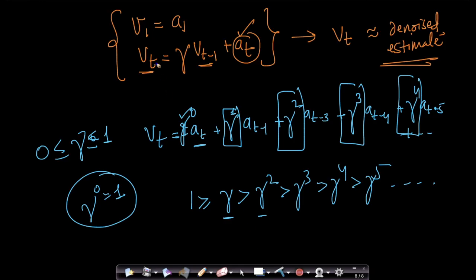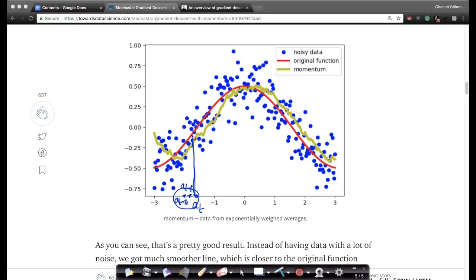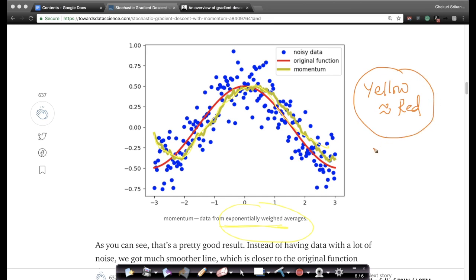If you apply this form of formulation, which is called exponential moving average, or exponential weighting average, I'm sorry, if you're applying exponentially weighted averages, what happens is the value that you get here is this yellow line. You see this yellow line here, right? This yellow line is what you will get if you apply exponentially weighted averages. Now, if you notice this yellow line, it is a very good approximation to the red line as compared to the blue points. This is a much better approximation than the blue points. Blue points are a much more noisy approximation to the red.